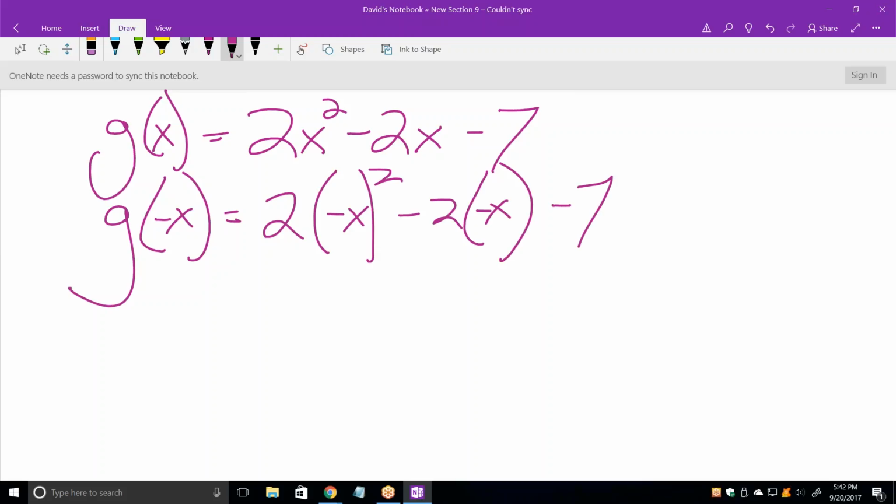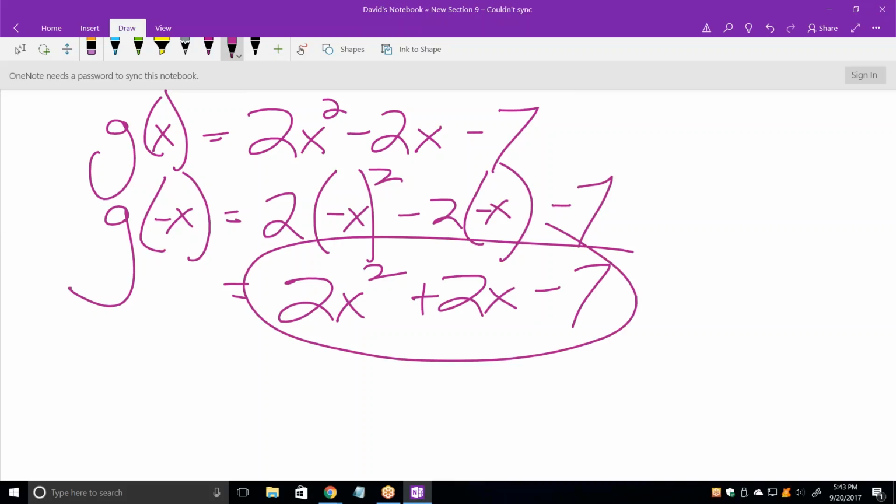Okay. Do the exponential first. So we just get 2x squared, minus 2x squared. Negative x times negative x is x squared. Yeah, that's positive x squared. All right, that makes sense. The next one is just positive 2x, correct? Uh-huh. Minus 7. That's the answer.